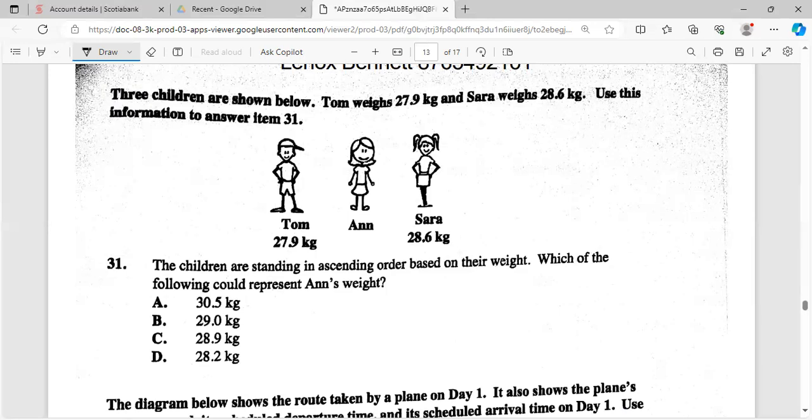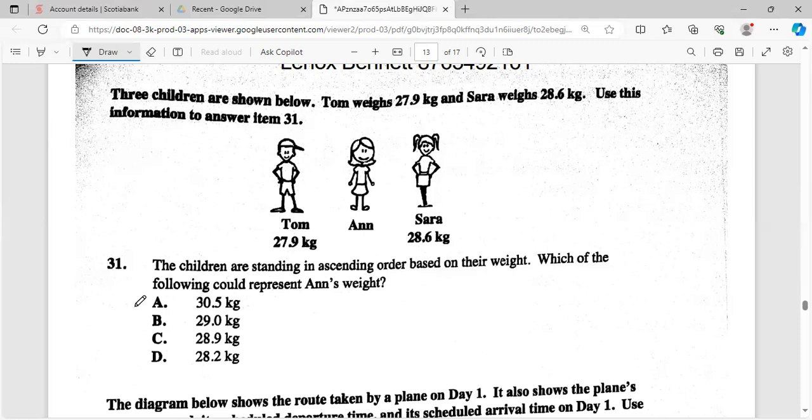The children are standing in ascending order, meaning Tom is actually the lightest, then Anne, then Sarah. So it's from the smallest to the largest. That's what ascending order means. It asks which of the following could represent a weight. So that means Anne is between the weight of 27.9 and 28.6 kilograms, basically. So let's see which one of them.